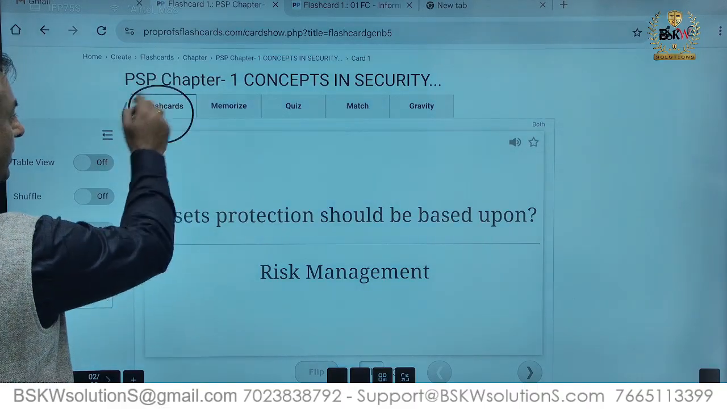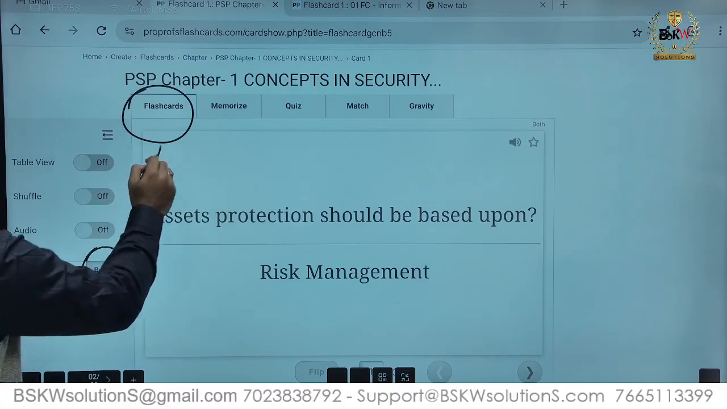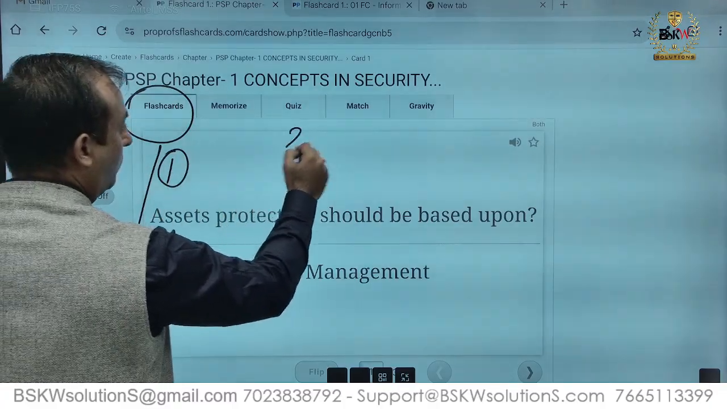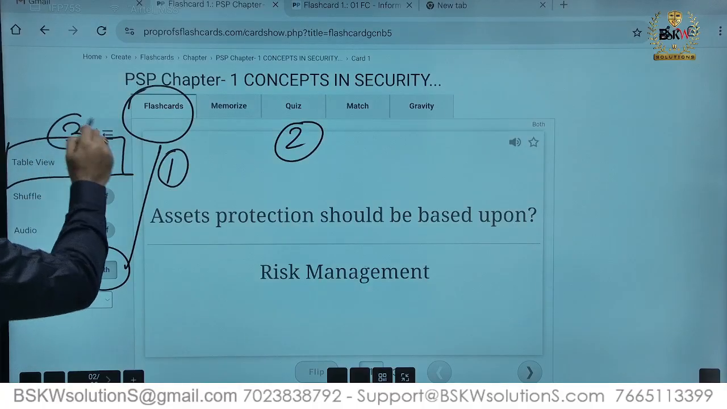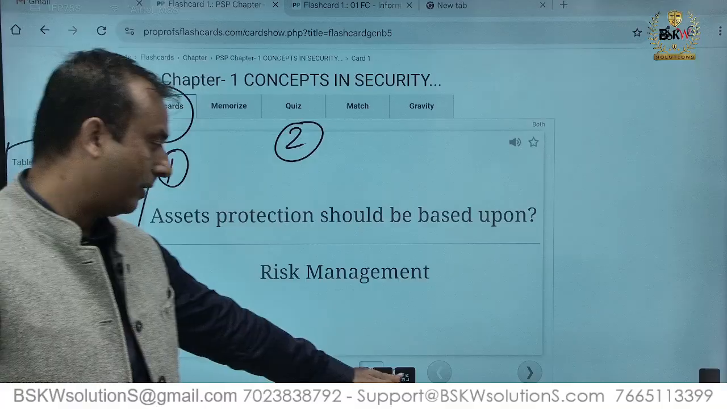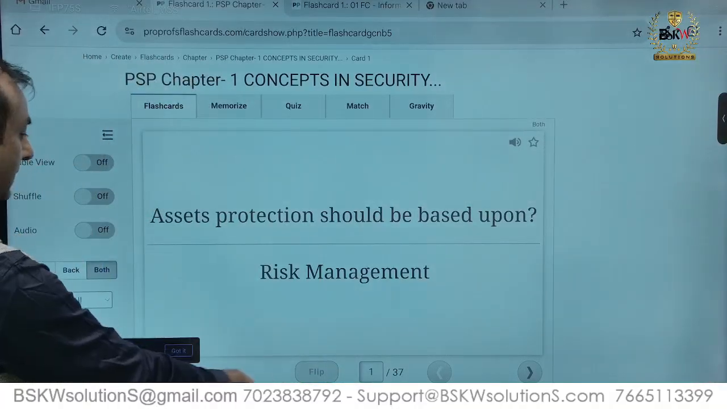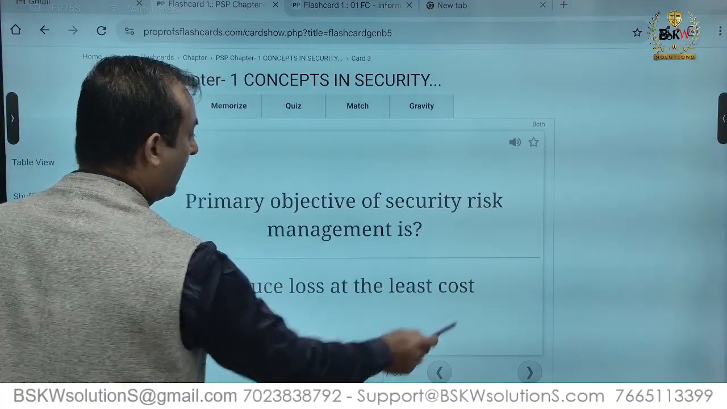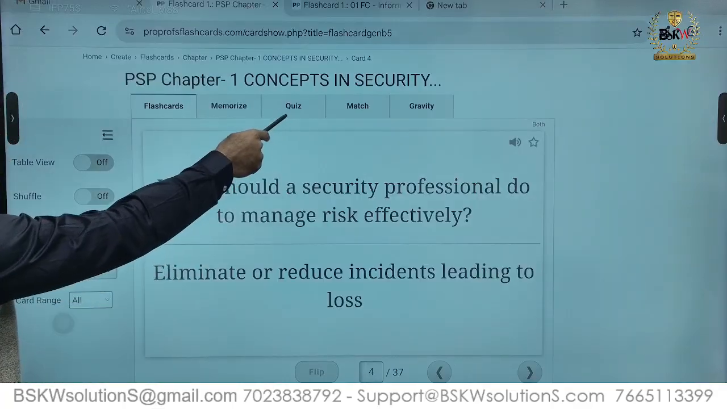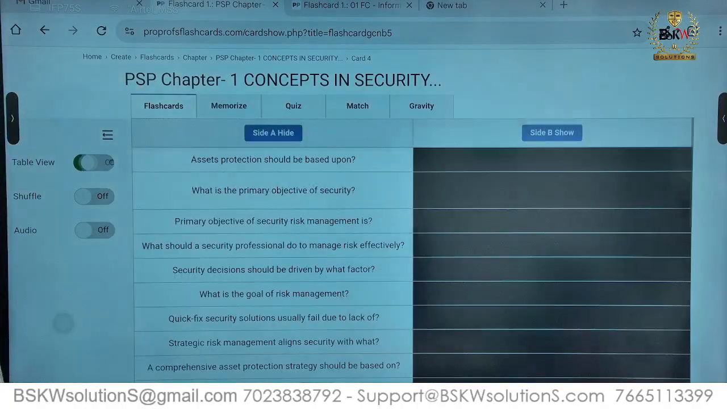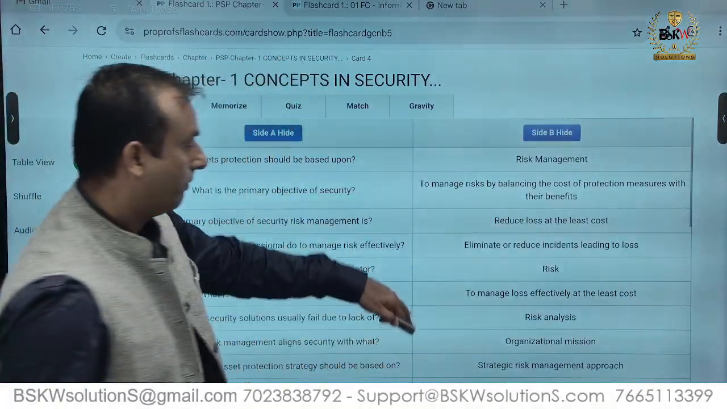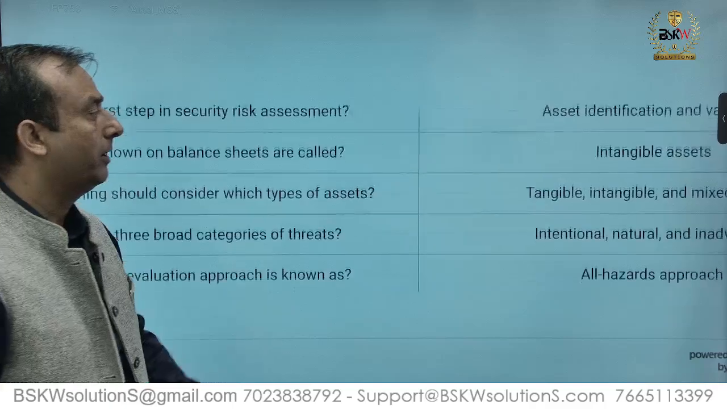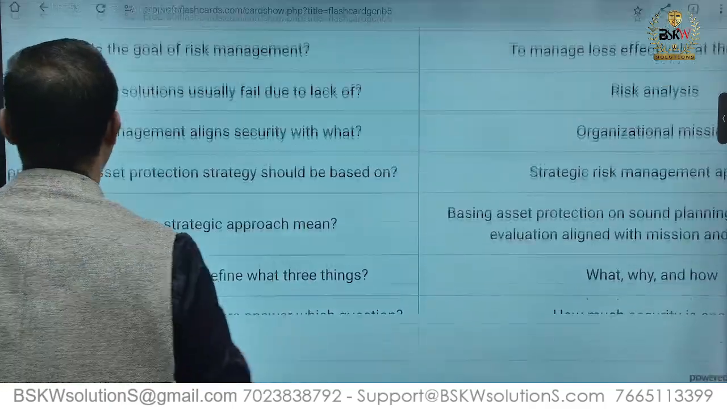The first is the flashcard mode with both options. Second is quiz mode, and third is table view mode. So the flashcards, both options, will be available with you. You read them quickly one by one. Just read and leave, and then we'll go to the quiz section. The same cards are converted into quiz format, and third is the side A and side B table view option, so we may recall things properly.